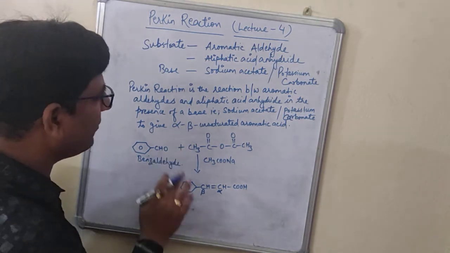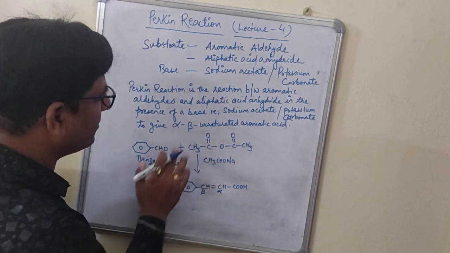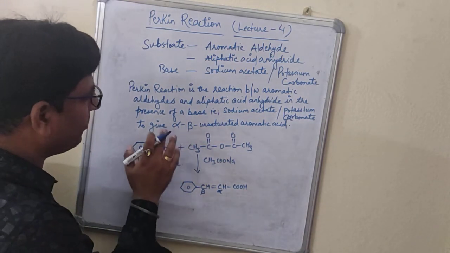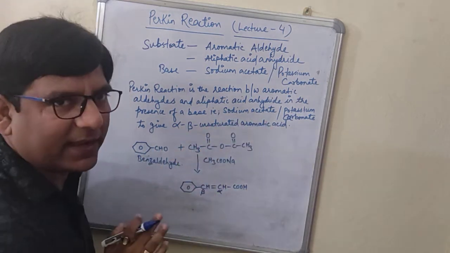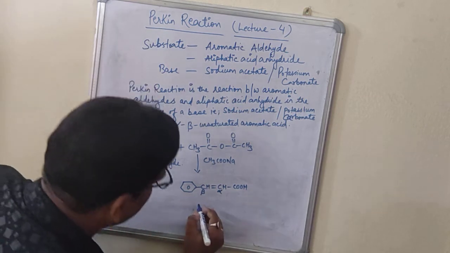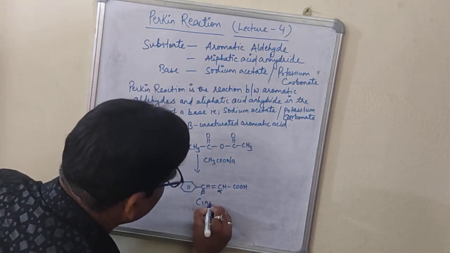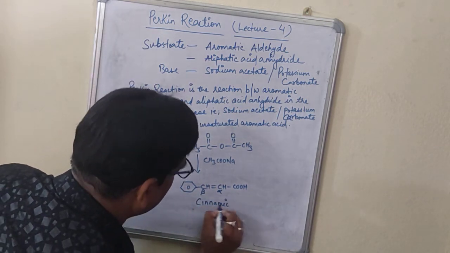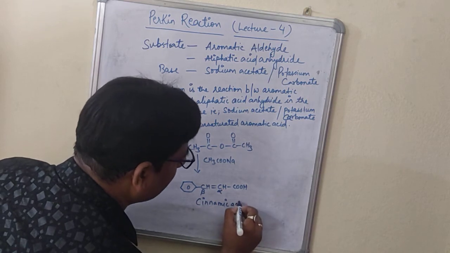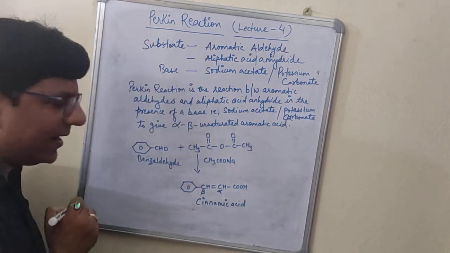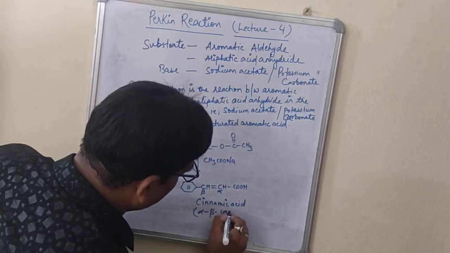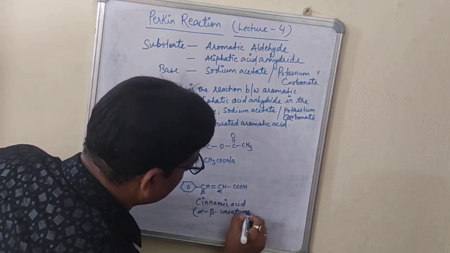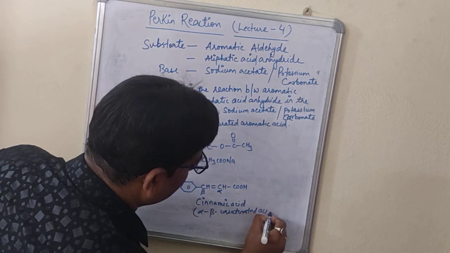Right? So hope you have understood this reaction, that the product it is giving is the alpha beta unsaturated aromatic acid. And here is this product. The name of this product is what? Cinnamic acid. We call it a cinnamic acid, right? Here you can write alpha beta unsaturated acid.